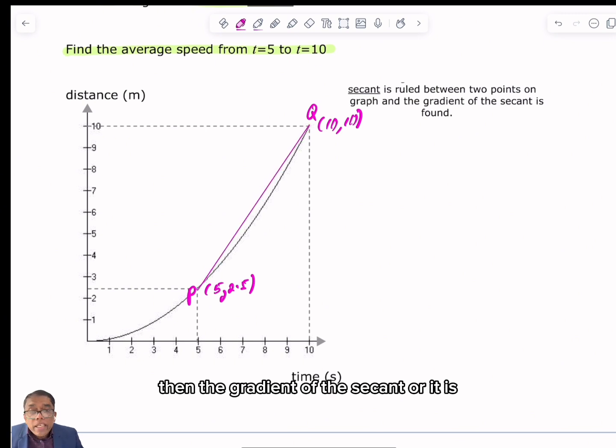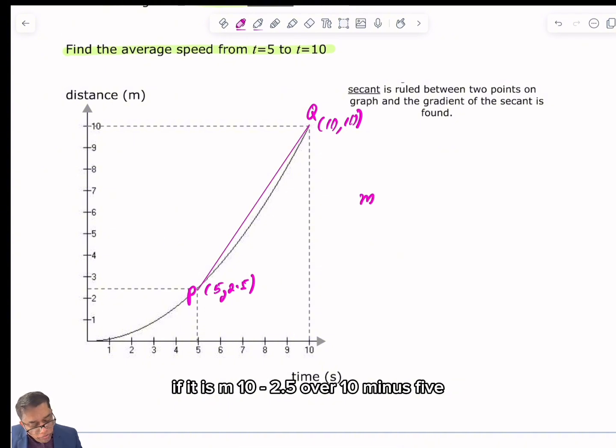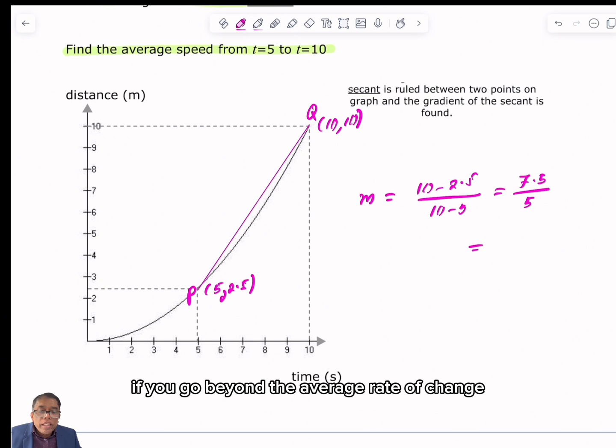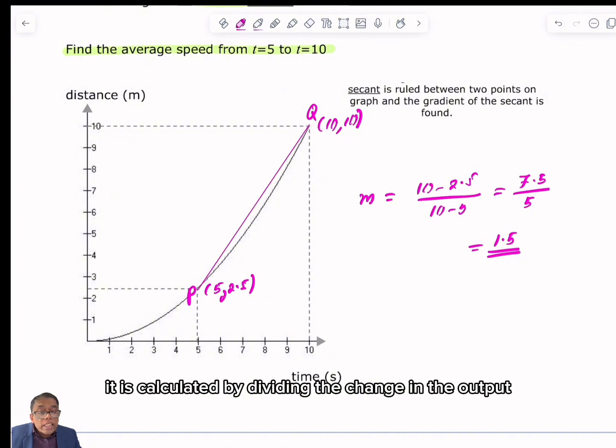Then the gradient of the secant, if it is m, is 10 minus 2.5 over 10 minus 5. This is 7.5 over 5. It is 1.5. If we go beyond, the average rate of change represents how fast a function changes over a given interval. It is calculated by dividing the change in the output by the change in the input.